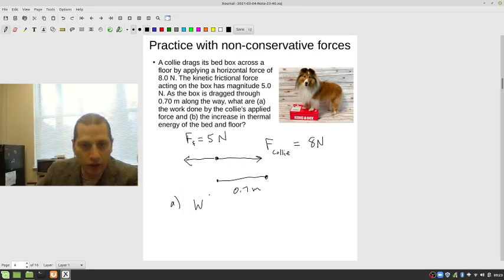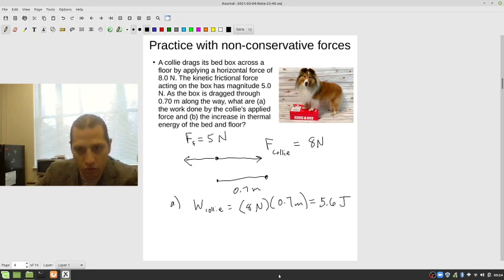So what is the work of the collie? It's going to be just the force times the displacement times the cosine of the angle, which is 0. So it's just going to be 8 newtons times 0.7 meters. Okay, and if I'm thinking correctly, I think that should be 5.6 joules.